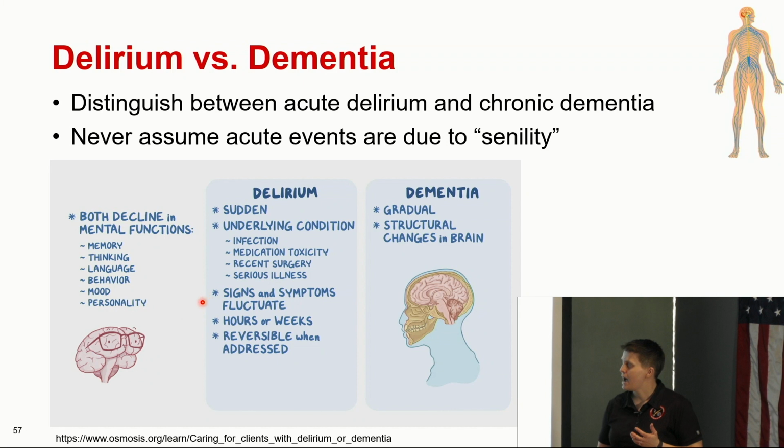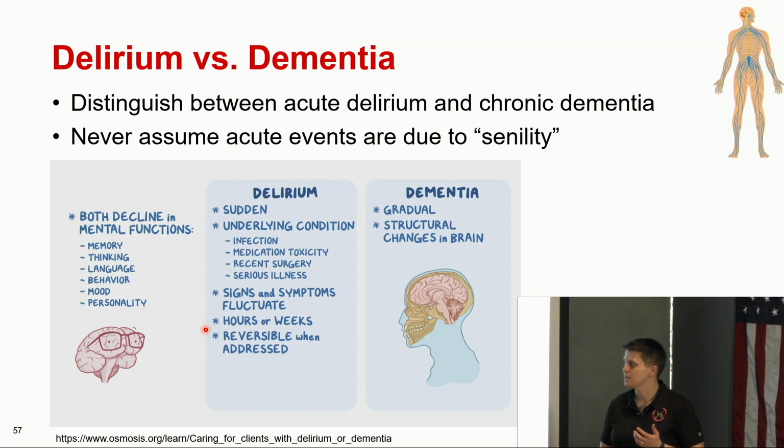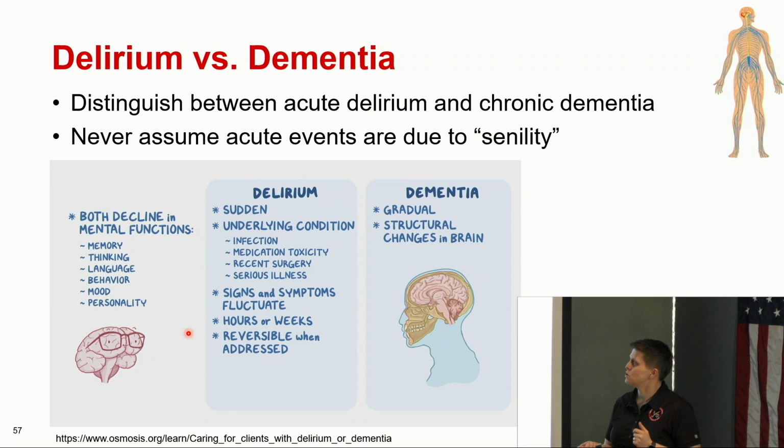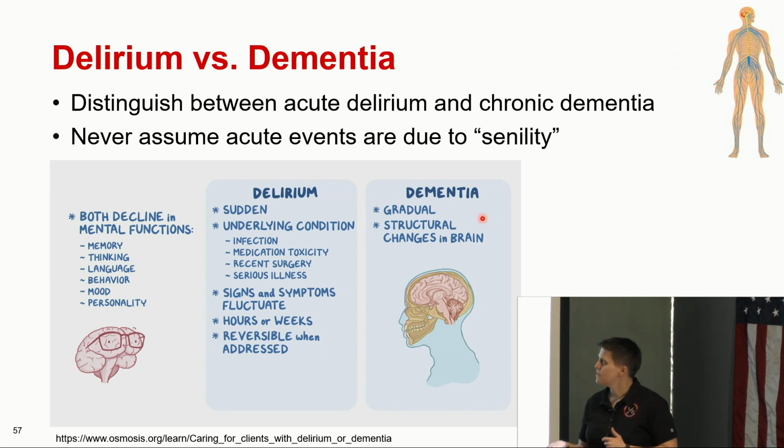And if we can find the underlying cause, this is so key. If we can find what is causing this, then you can reverse delirium, right? And what an incredible thing to be able to do for a patient if we can find and fix the thing that is giving them this acute change in their mental status. Dementia, on the other hand, is more gradual and actually involves structural changes in the brain. It's not reversible.